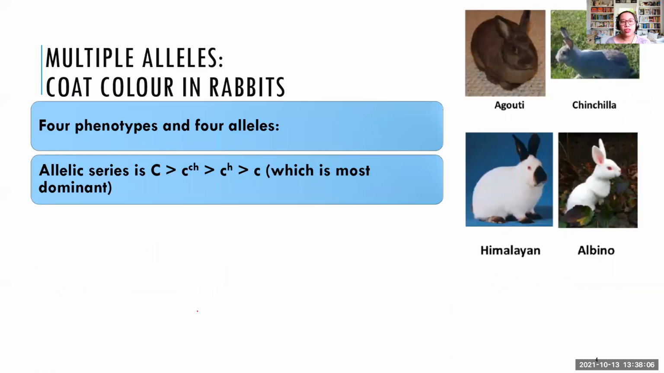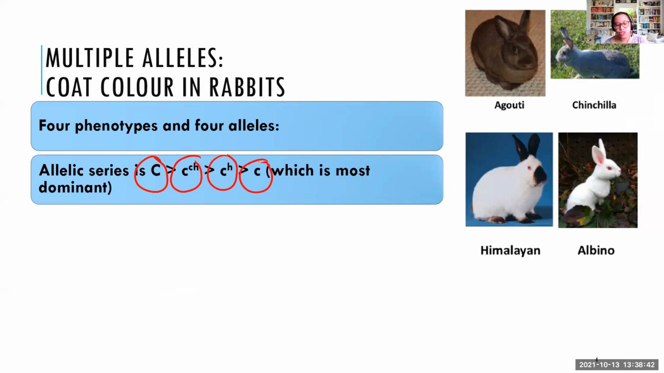We have another example of multiple alleles found in the coat color in rabbits, as shown in this figure. So you have an agouti, a chinchilla, a Himalayan, and an albino. You will observe here that there are 4 alleles. In other references, class, the representation is different. But in our case, we will be using C for agouti, C superscript CH for chinchilla, C superscript H for Himalayan, and the lowercase c for albino.